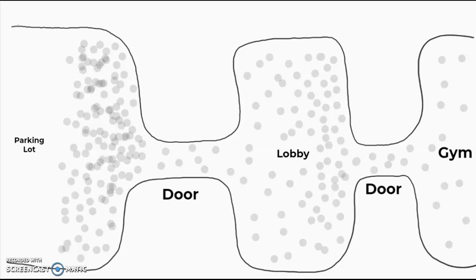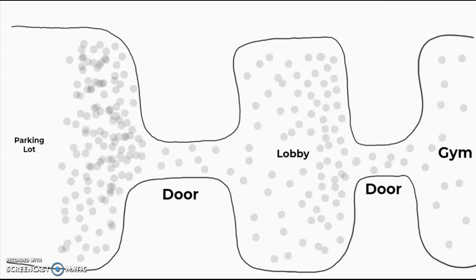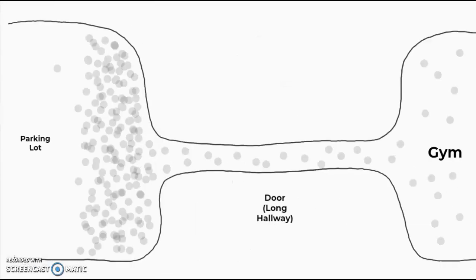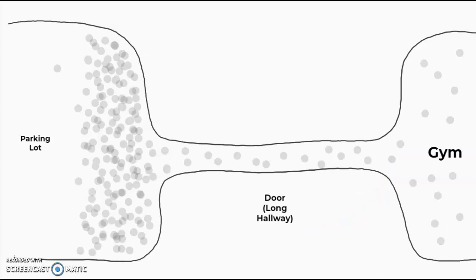This essentially has the same effect as if we just made a long hallway. So adding that extra door would be essentially the same as making a longer door or a long hallway, where these people have to spend a longer amount of time in a single file line. And so that means that the people here have to wait even longer to get through this door than they did before. Okay, so these people back here, they have to wait even longer, and so that makes the flow rate lower.